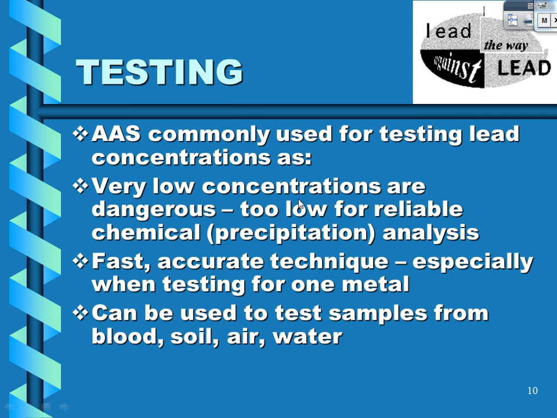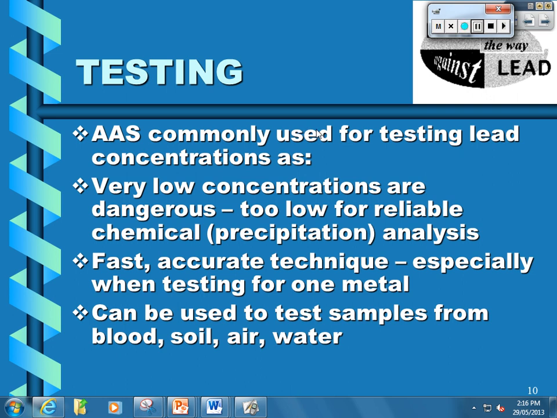So how do you test? Well, AAS is often used for lead testing, mainly because very low concentrations are dangerous, which is too low for reliable precipitation analysis. So because lead is so dangerous in such low concentrations, we need a technique that can record low concentrations, and that technique is AAS. AAS is very fast and accurate when you're testing for one metal. In this case, if you're just testing for lead, AAS is very, very fast and accurate, and can be used to test a range of samples: blood, soil, air, and water. So AAS is very useful for testing lead. The main reason being that it can test very low concentrations where lead is actually quite dangerous.